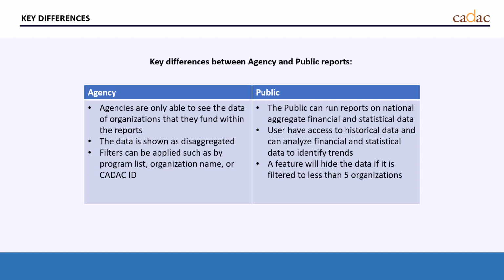Additionally, we have safeguards in place to ensure that no organization's data could be identified. As an example of this being that if a user tries to filter a public report down to less than 5 organizations, the data will be hidden. This ensures that through process of elimination by using the filters available, no one could isolate an organization's data.